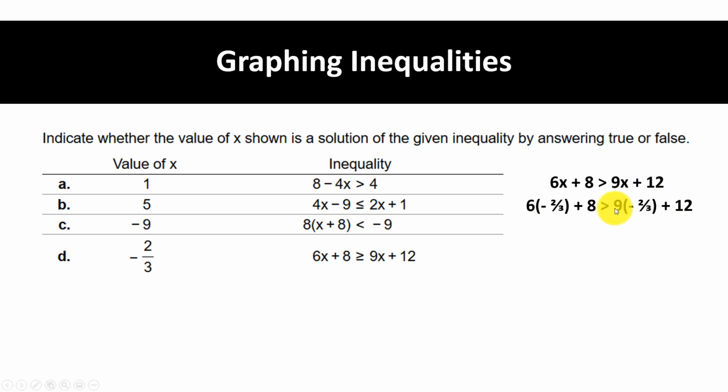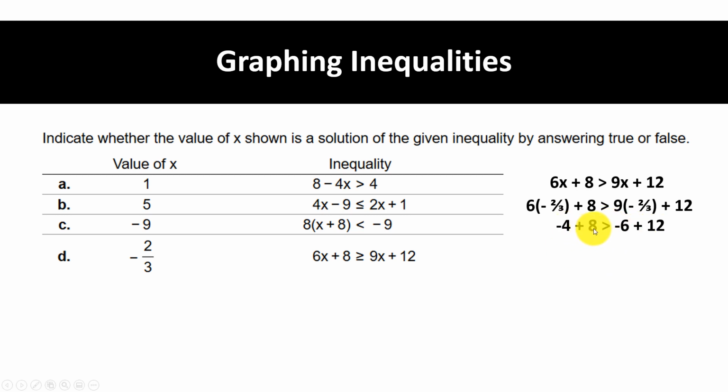On this side, again, 9 over 1 times negative 2/3 would be 9 times negative 2 over 1 times 3. 9 times negative 2 is negative 18 over 1 times 3 is 3. Negative 18 divided by 3 is a negative 6. So this becomes negative 4. This product becomes negative 6. So now we have negative 4 plus 8. Is that greater than negative 6 plus 12?